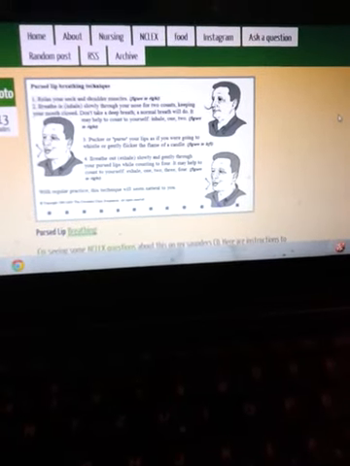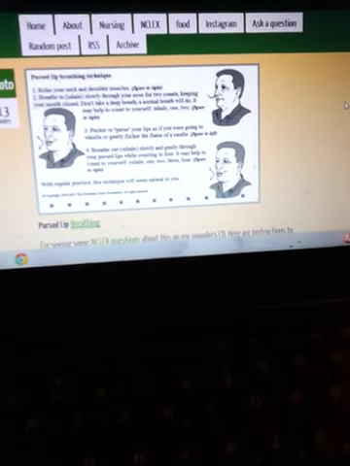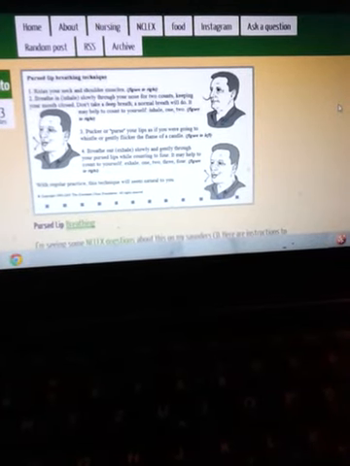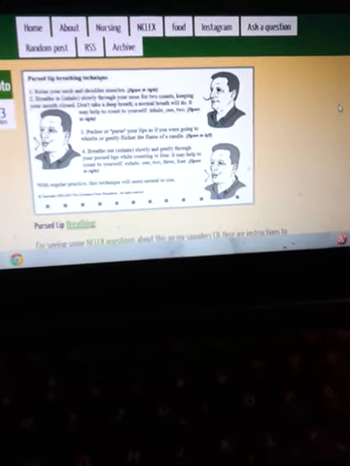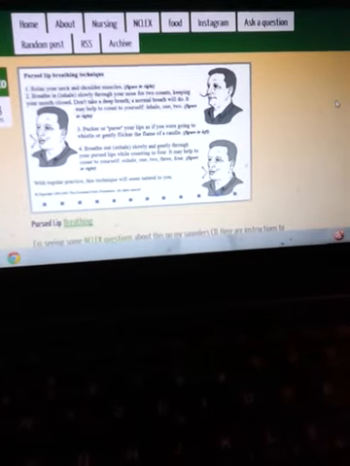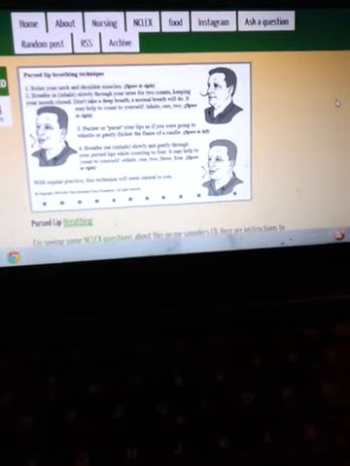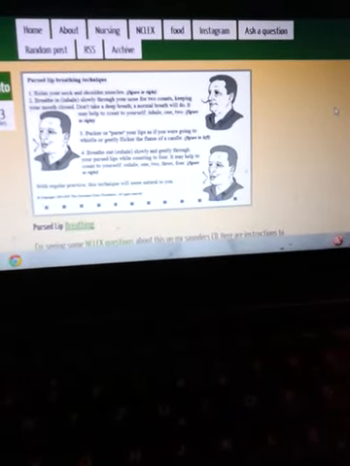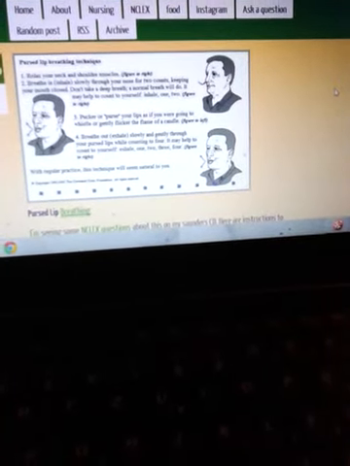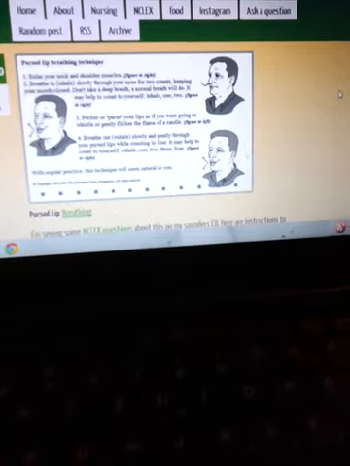Lip breathing technique. Relax your neck and shoulder muscles. Breathe in, inhale slowly through your nose for 2 counts, keeping your mouth closed. Don't take a deep breath, a normal breath will do. It may help to count to yourself. Inhale 1, 2. Pucker or purse your lips as if you were going to whistle or gently flicker the flame of a candle, meaning blow out.